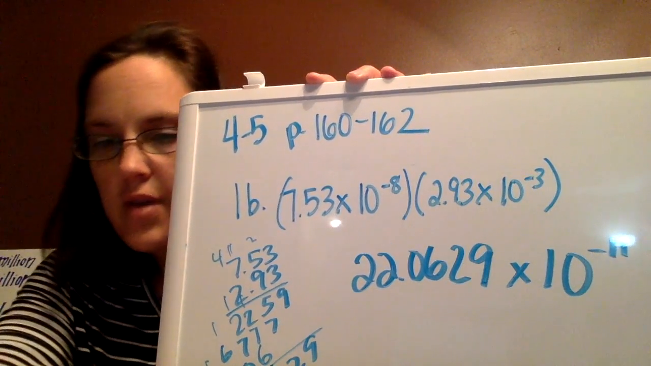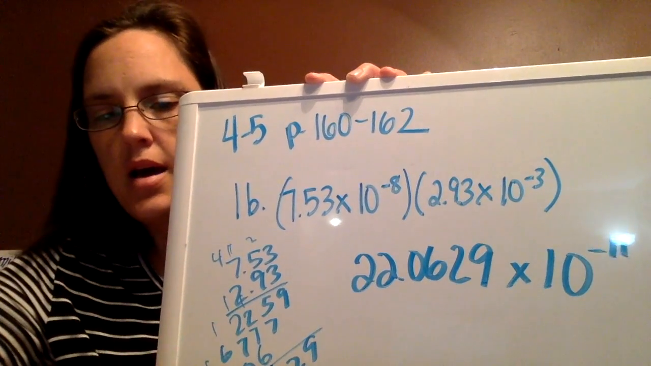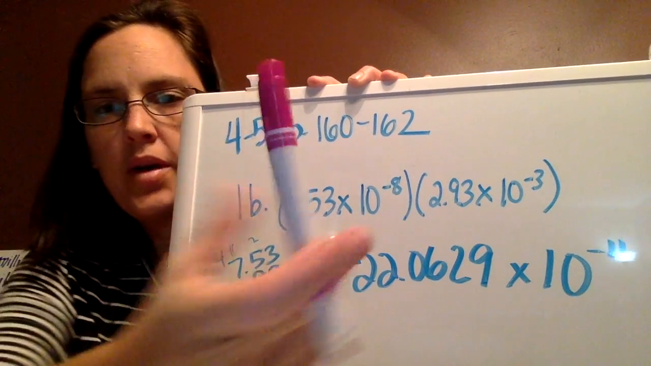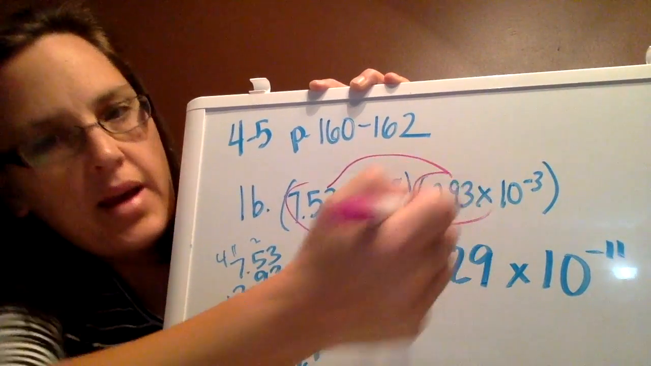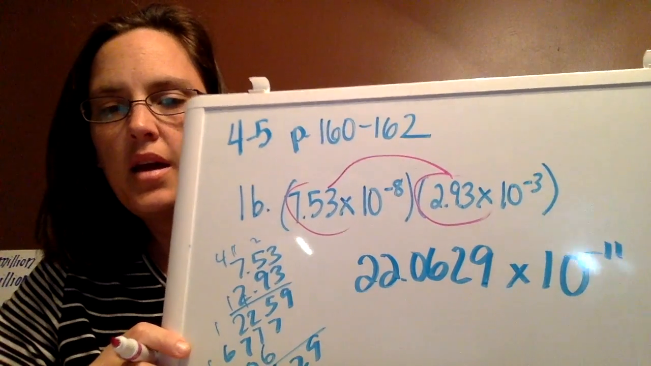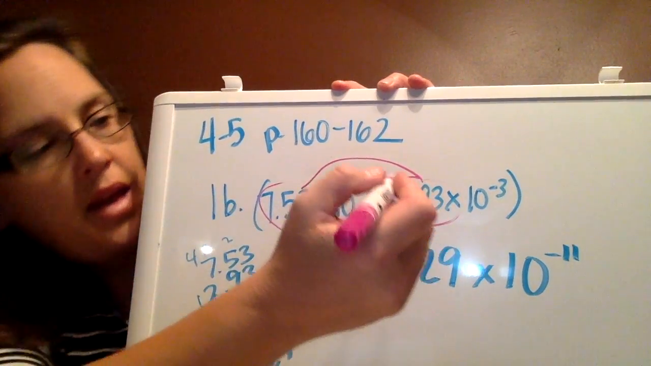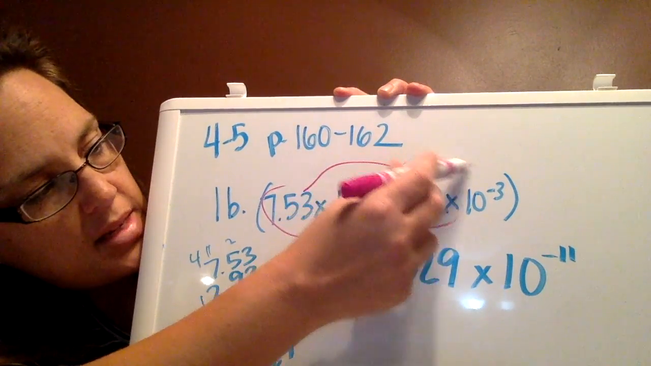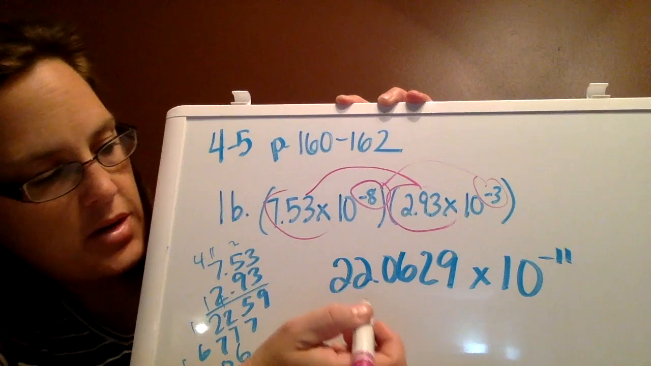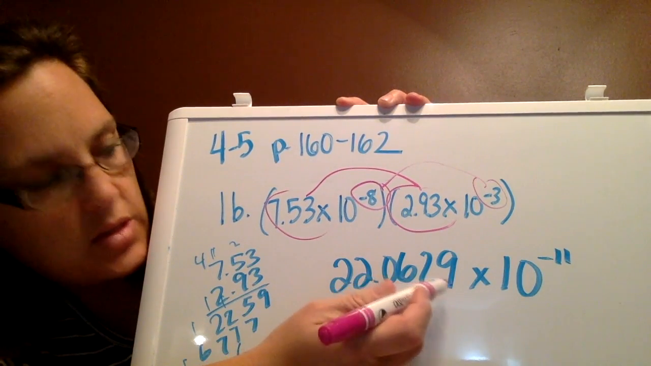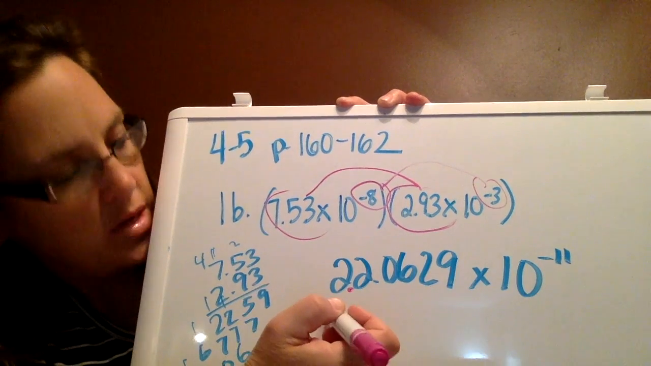Again, we have two scientific notation problems being multiplied. And so I'm going to take 7.3 and multiply that by 2.93. And I get 22.0629. And then again with the exponents, -8 plus -3 is -11. The problem here is that 22.0629 is greater than 10.